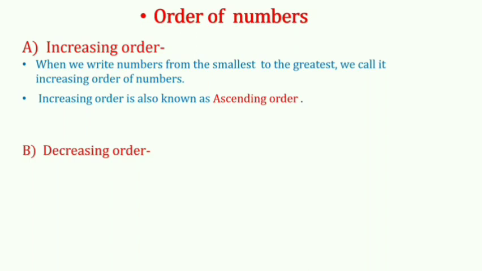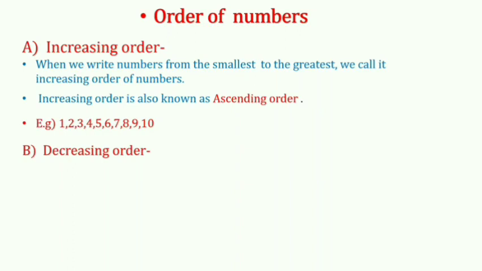When we write numbers from the smallest to the greatest, we call it increasing order of numbers. Increasing order is also known as ascending order. So children, let's see one example. Here, as you can see, the numbers 1 to 10 are arranged in increasing order. Here number 1 is the smallest number, whereas number 10 is the biggest number. You can see here the numbers are arranged from small to big. So you can remember the words small to big to remember increasing order.